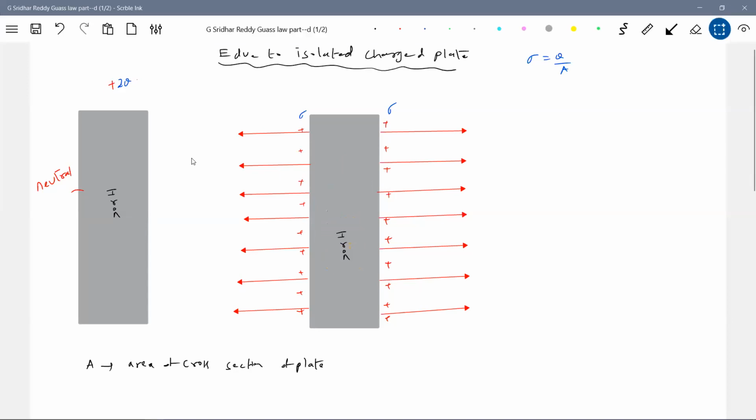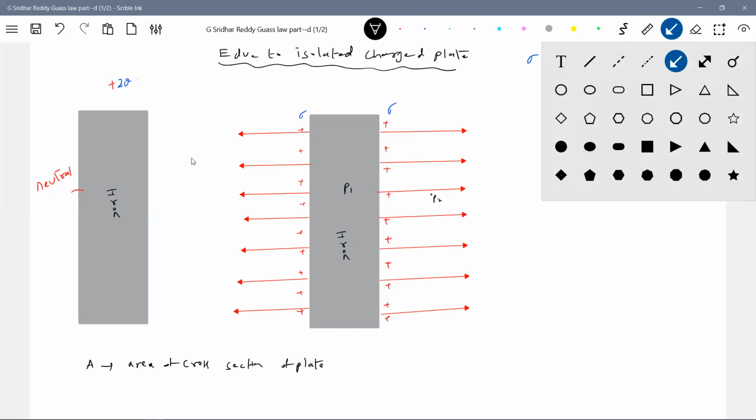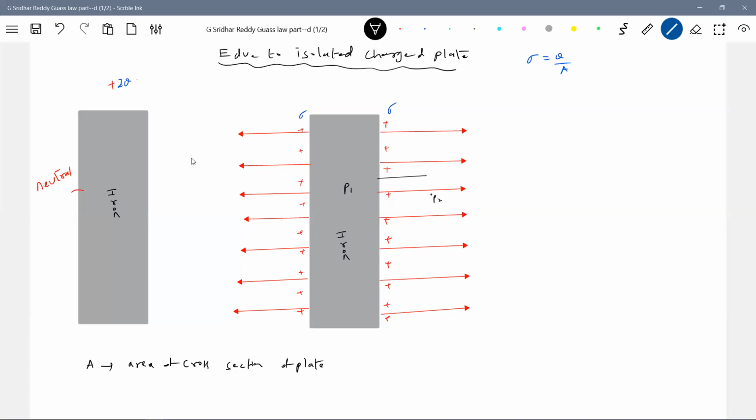So here, we will take a point P1 here and another point P2 here. Let me assume a Gaussian cylinder. I'll assume a cylinder inside also. There's a cylinder. Let me shade that.